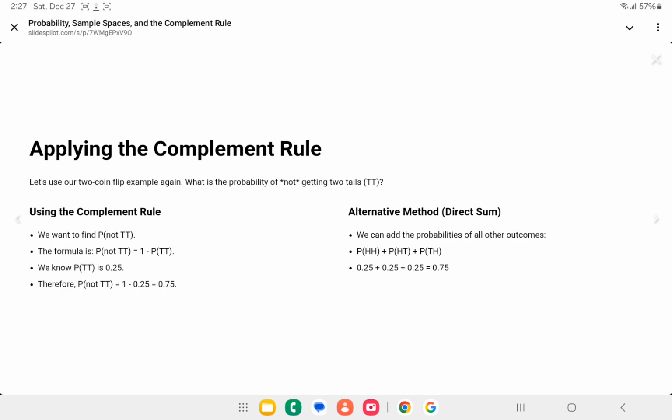As you can see, there are many ways to solve probability questions. Just use the method that works best for you.